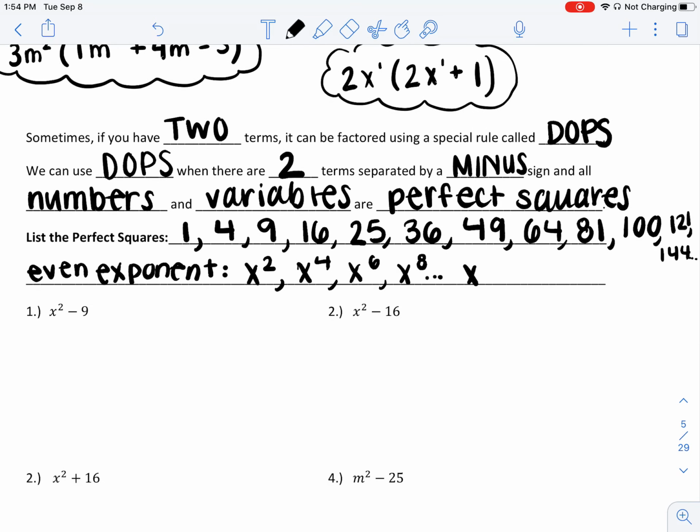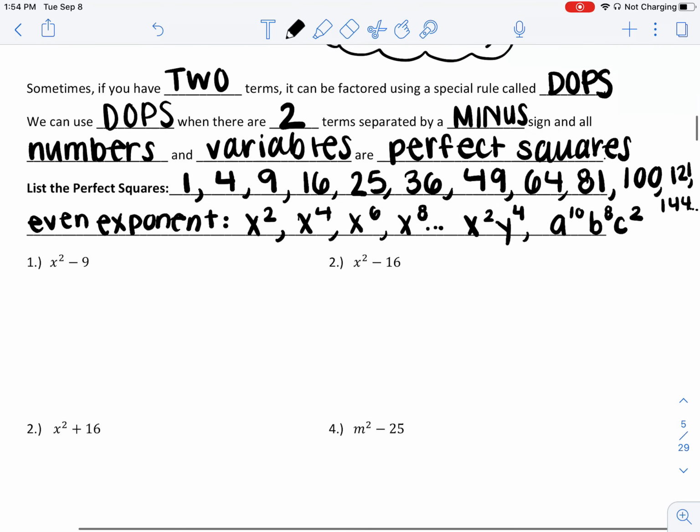So if we have x squared y to the fourth, that's a perfect square. You could have a to the 10th, b to the 8th, and c to the second. That's a perfect square. As long as all of the exponents are even numbers, then it's a perfect square.